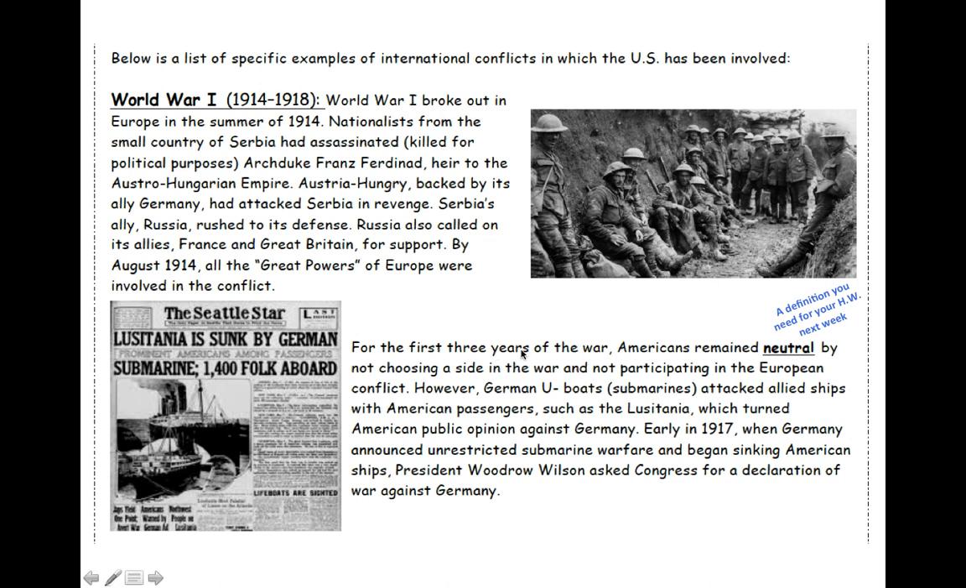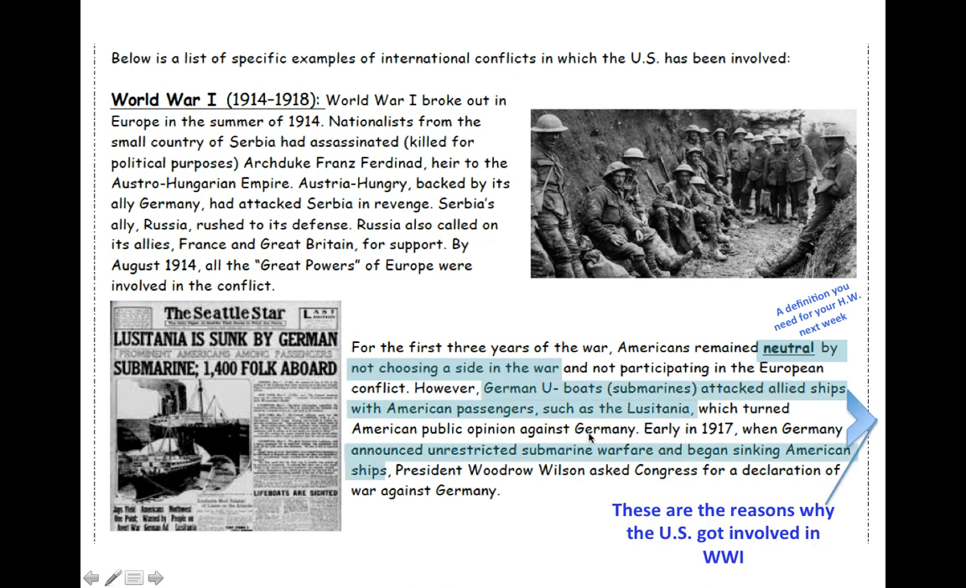For the first 3 years of war, Americans remained neutral by not choosing a side in the war. This is a definition you need for next week's homework. And not participating in the European conflict. However, German U-boats, or submarines, attacked Allied ships with American passengers, such as the Lusitania, which turned American public opinion against Germany. I'm going to show you guys that this stuff in blue is all these here. It says these are the reasons why the U.S. got involved in World War I.